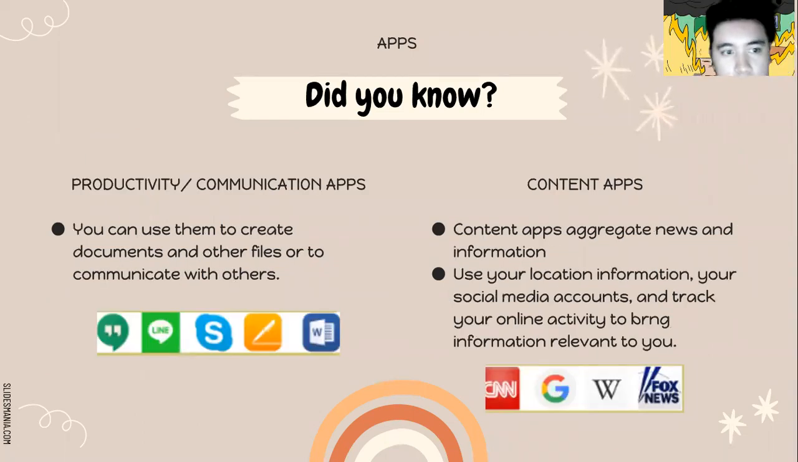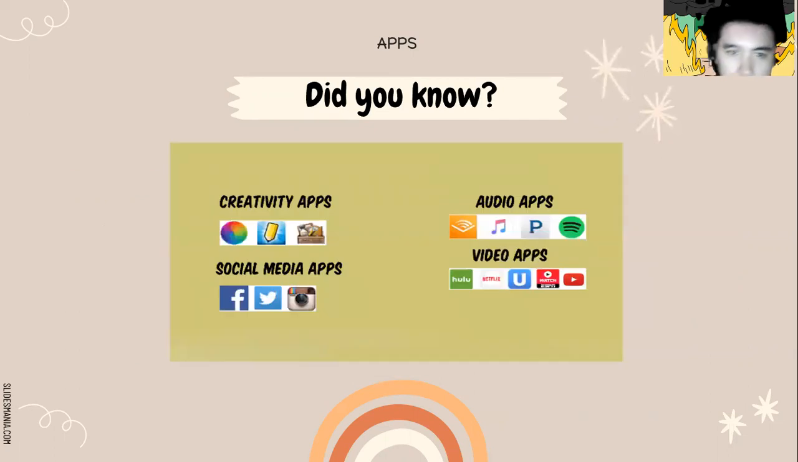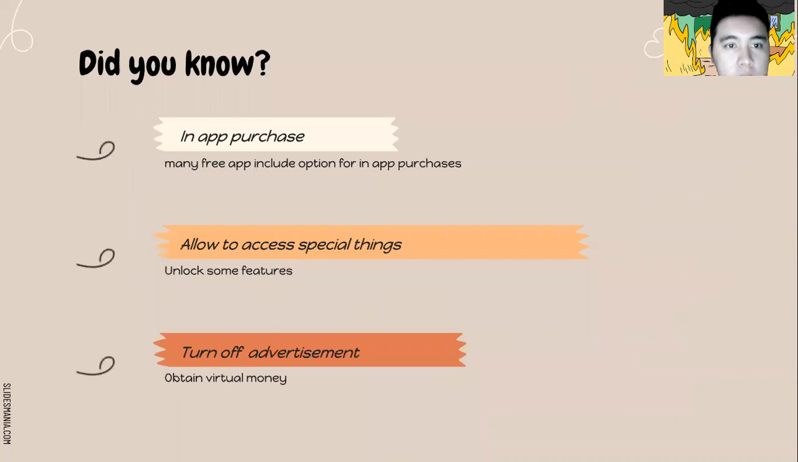Productivity and communication apps: you can use them to create documents and other files or to communicate with others, for example Messenger, Line, Skype, and Google Hangout. Content apps aggregate news and information, using your location, your social media accounts, and tracking your online activity to bring information relevant to you. For example, Wikipedia, Fox News, Google, and CNN. And you also have creativity apps, social media apps, audio apps, and video apps. Did you know about in-app purchases? Many apps include options for in-app purchases that allow you to access special things, unlock some features, turn off advertisements, and obtain virtual money.